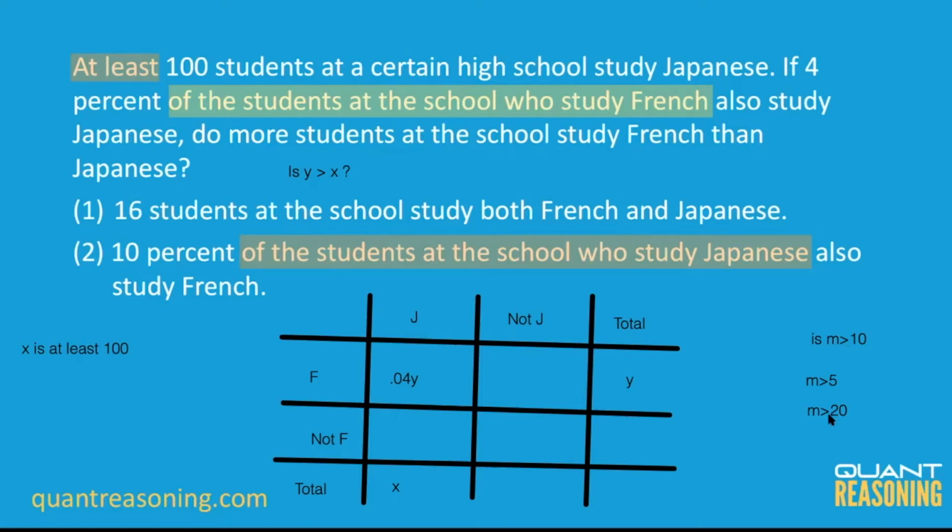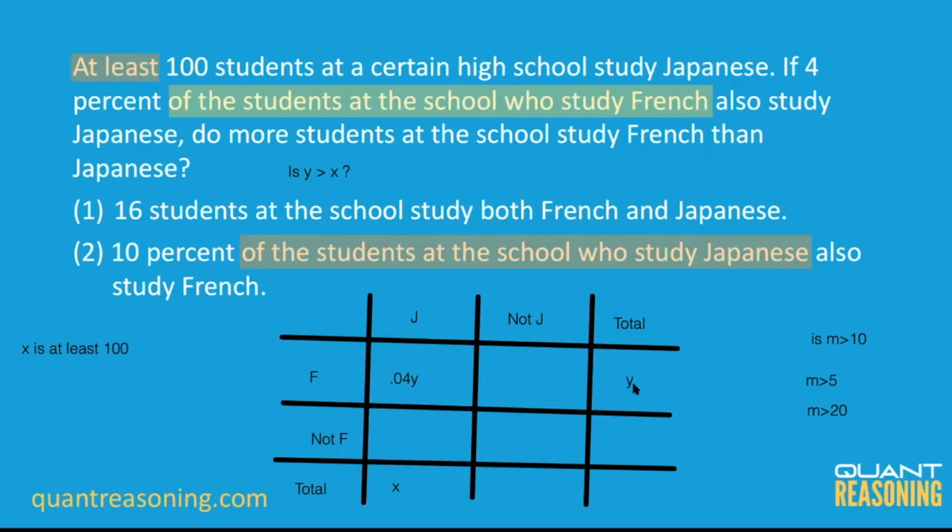Yes, of course. If we know something is greater than 20, of course it's greater than 10. So that's the danger with data sufficiency in the context of inequalities. An inequality may or may not be sufficient to answer a question about an inequality. If we discover that the value of y is less than 100, that would be enough to answer the question, because we know x is at least 100. So in this case, we actually do have to go ahead and find the value of y.